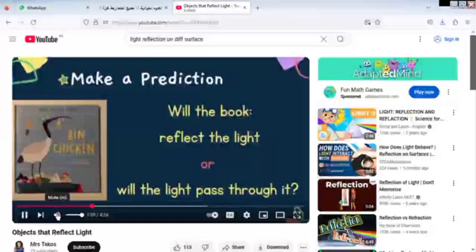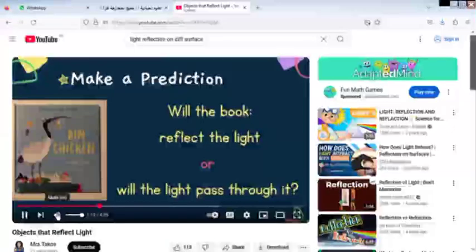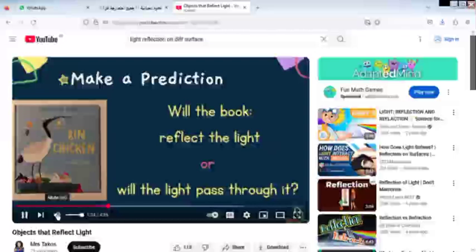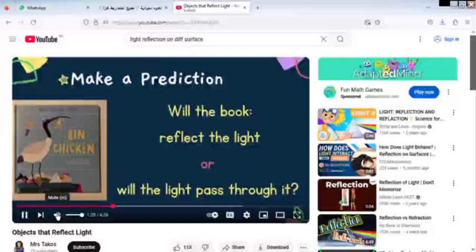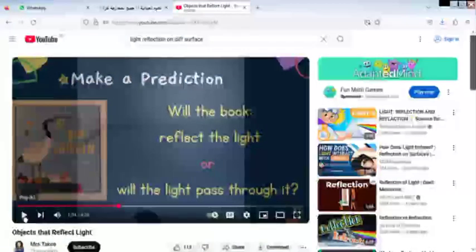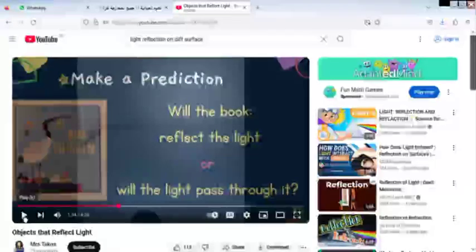Before we test each object, we are going to make a prediction. Do you know what the word prediction means? It means to have a really good guess. Do you think that the book will reflect the light? That means it will stop the light from passing through it, or do you think that the light will pass through it? What do you think, Sawa? What's your prediction? The book will reflect the light or it will not reflect it? It will not reflect it. Will not reflect it? Why?